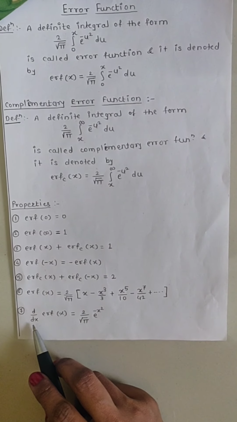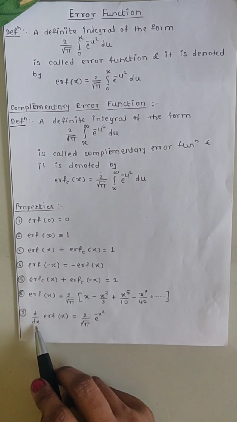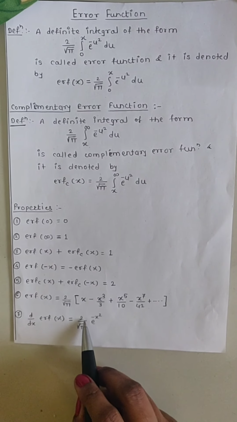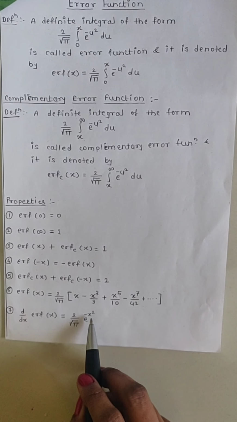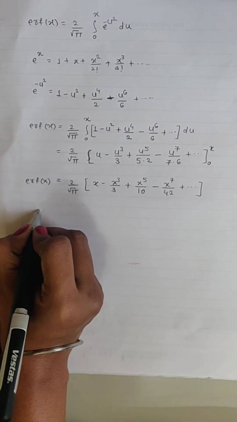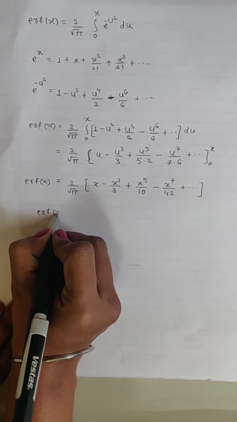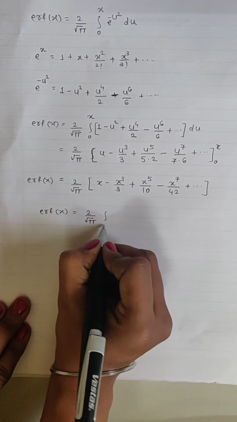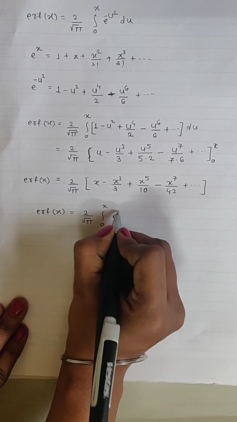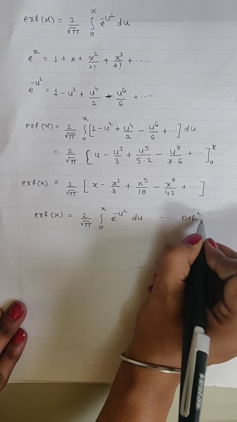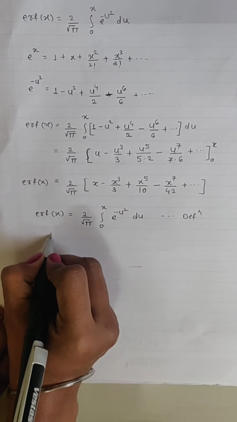Now see the seventh property here. The seventh property is differentiation of the error function. When we differentiate the error function, the answer will be 2 upon root pi e raised to minus x square. So see here how to differentiate the error function. Again, by definition we can write the error function of x is 2 upon root pi integral 0 to x e raised to minus u square du. This is our definition of the error function.